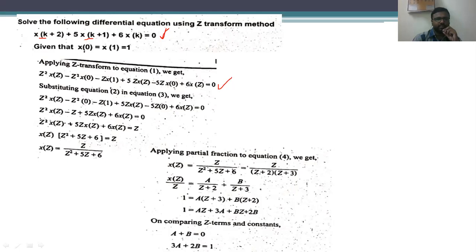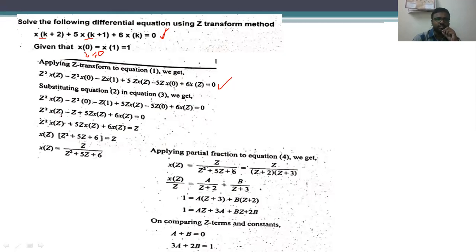So in the statement of the problem, x of 0 is equal to 0. I think x of 0 value is 0 and x of 1 value is 1. So a small modification is this. X of 0 value is 0 and x of 1 value is 1. So therefore z square into x of z minus x of 0, which is 0. Therefore we are going to have only x of 1, that value is 1.